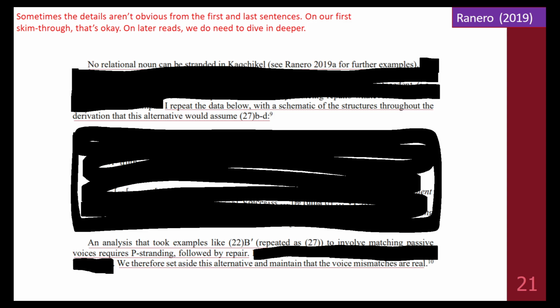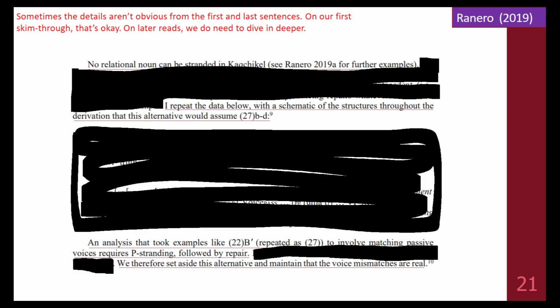So it says no relational noun can be stranded in Kaqchikel. I repeat the data below with the schematic of the structures throughout the derivation that this alternative would assume. So they're talking about noun stranding. They're talking about an alternative derivation. So something they're not putting forward, but something else to see how it works. So that's from the first and last sentence.